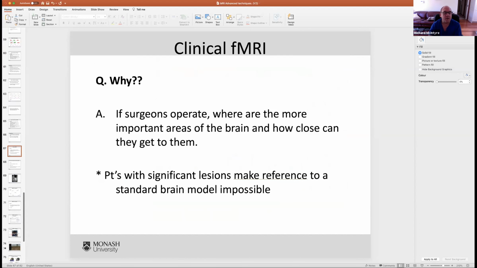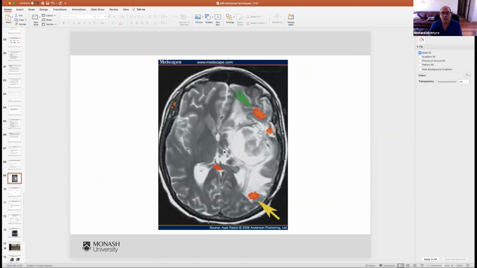So, clinical fMRI. We're going to do an fMRI on this patient with a great big tumor, okay? We're going to see that this is the motor cortex. He's tapping his fingers while we do fMRI. We've got no idea where the motor cortex is in this participant or patient, okay? So if we get him to tap his fingers and we do an fMRI, by the processes that I've explained, we're going to get enhanced regions that are active.